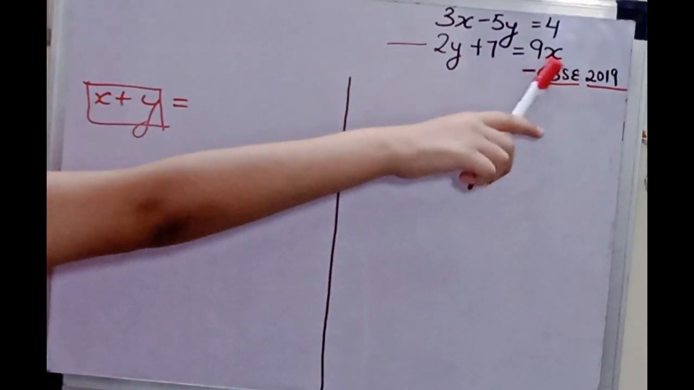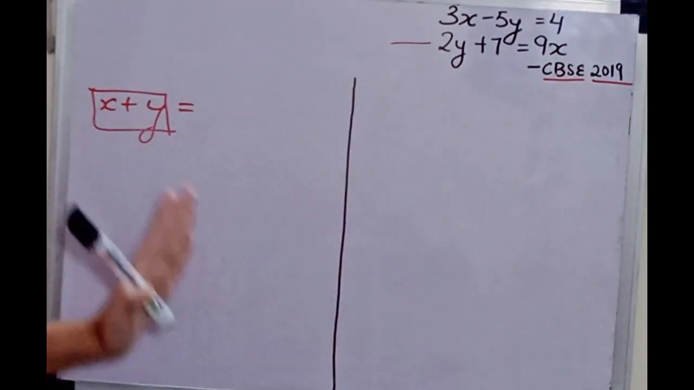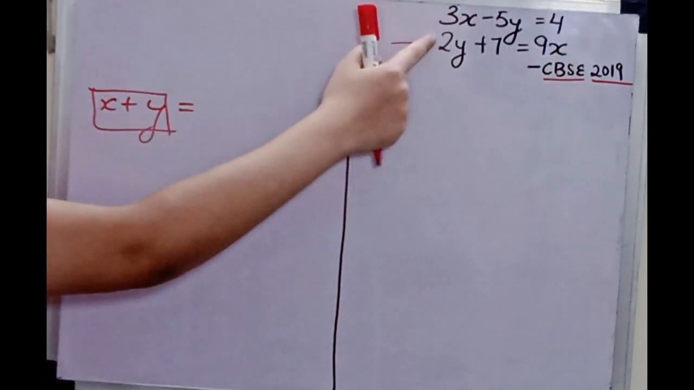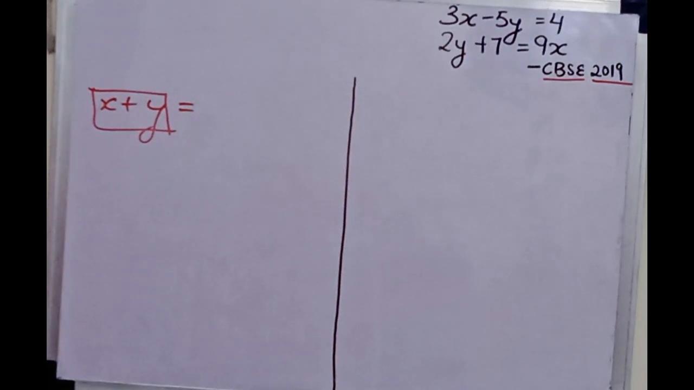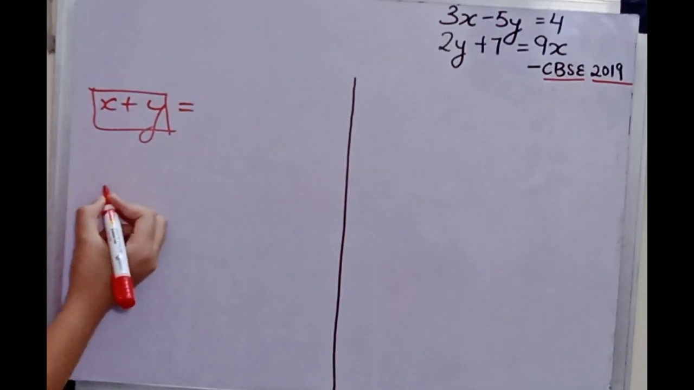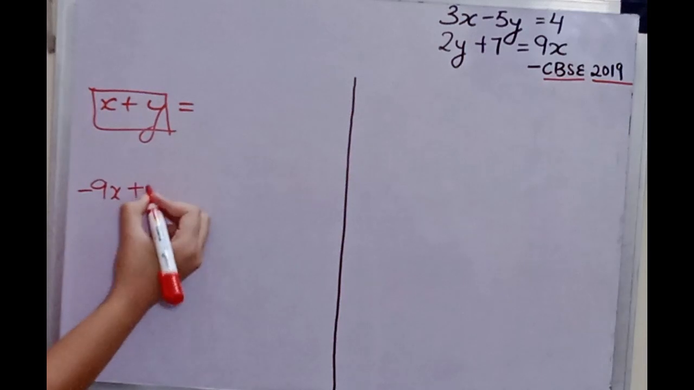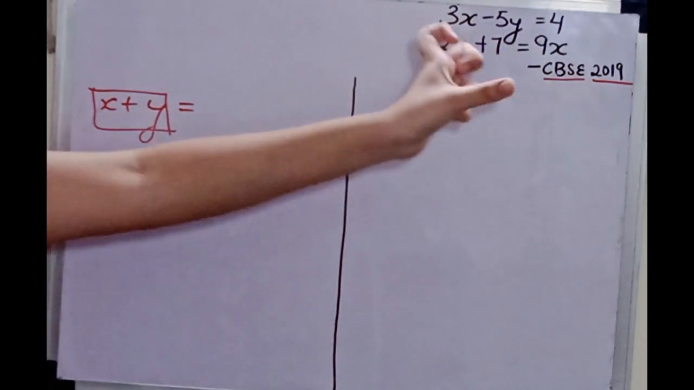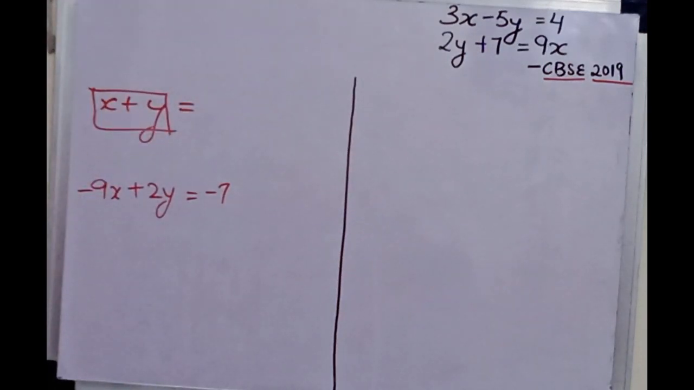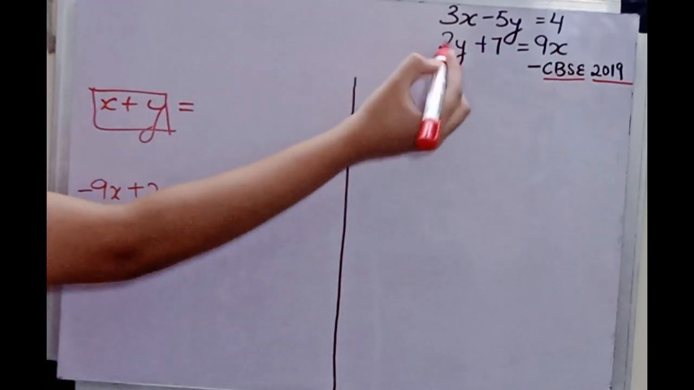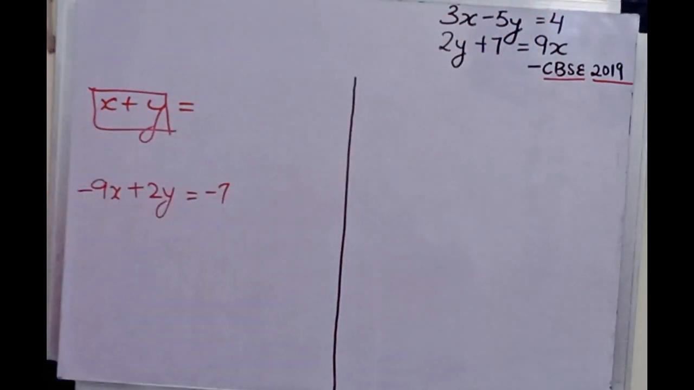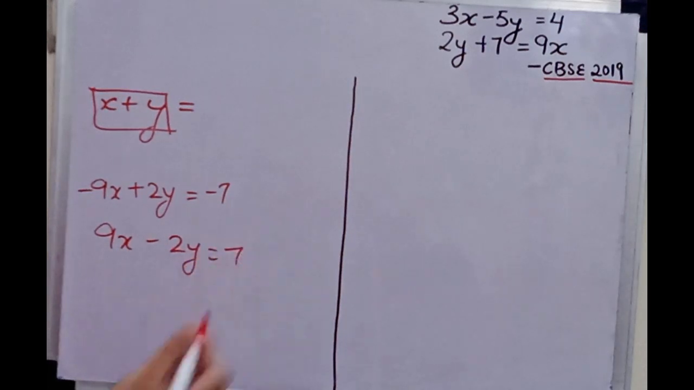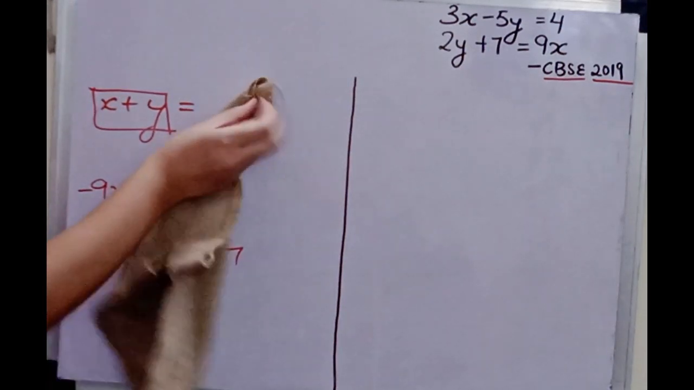Here I can see that 9x is on this side and 2y is on this side. So what I can do is take this 2y to that side. Now most of you will put 9x minus 2y plus 2y equals minus 7. But why are you switching both when you can do just one? You can simply put this 2y on that side, and it will come like 9x minus 2y equals 7. So let us do that step first.